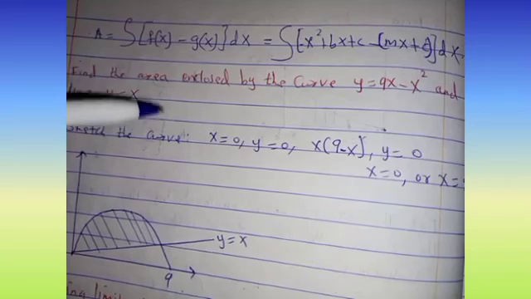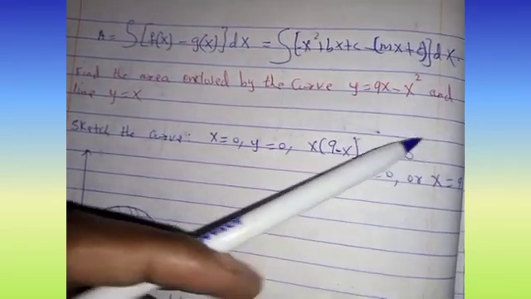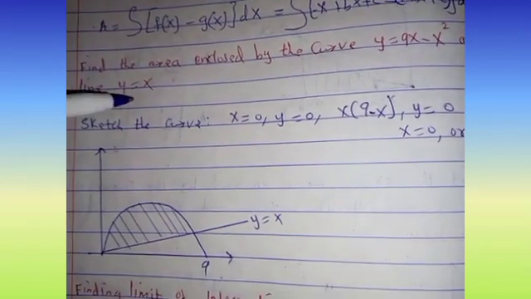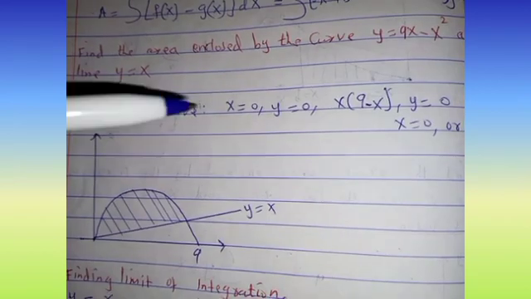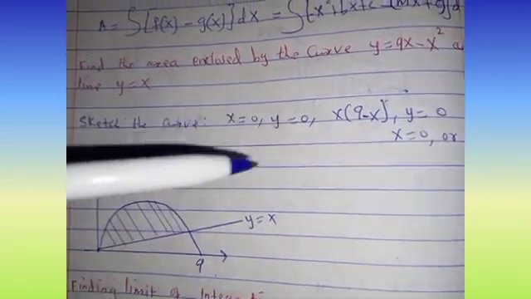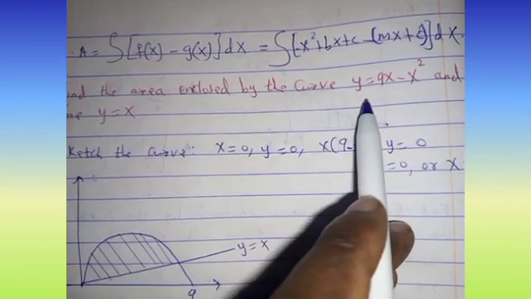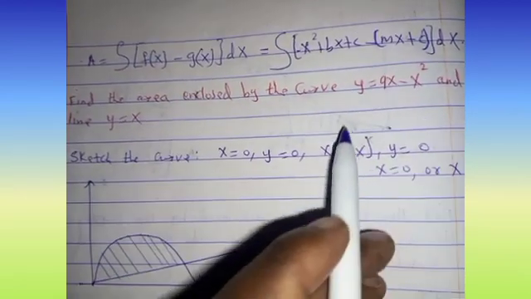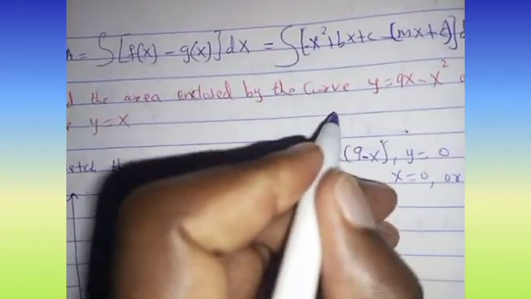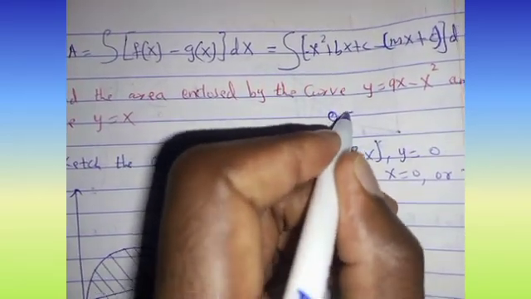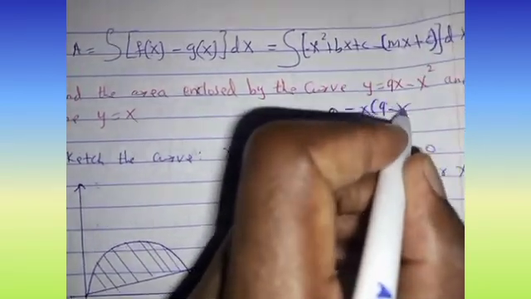Example: find the area enclosed by the curve y is equal to 9x minus x squared and the line y is equal to x. So first of all, you sketch the curve. x is equal to 0 when y is equal to 0. So in this equation, you find the value of x when y is equal to 0. You substitute here. So to do that, you factor here.